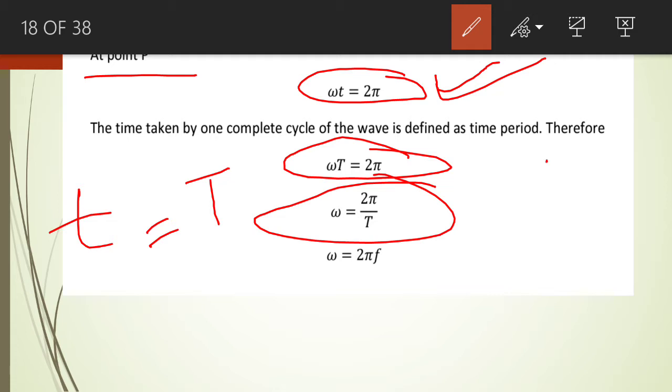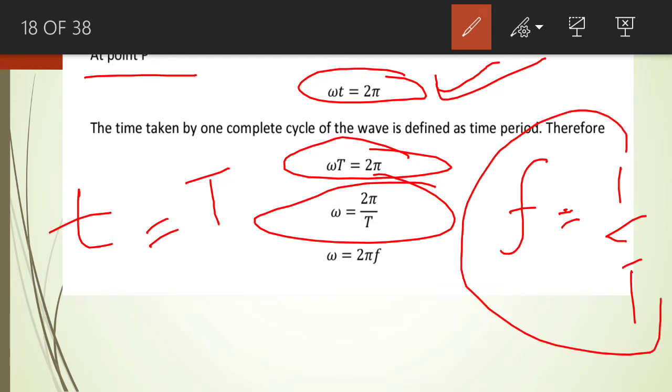And we know that the reciprocal of the time period is known as frequency. In other words, the number of cycles per second is known as frequency. So the frequency is represented by small f. So if we replace f by 1 over T, then omega will be equal to 2 pi f. This is how we calculate the angular frequency of an electromagnetic wave in any medium.